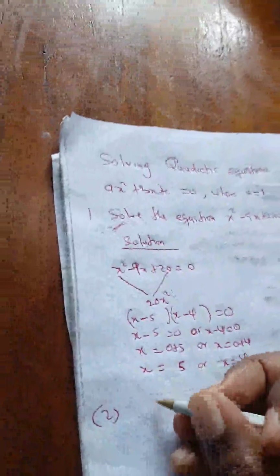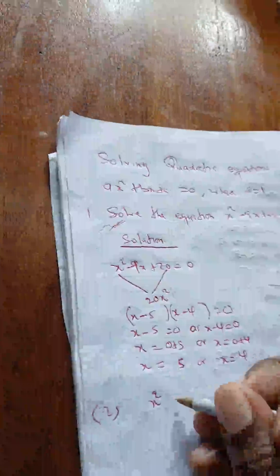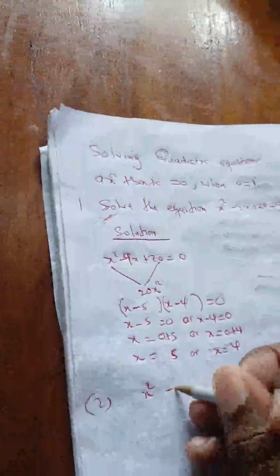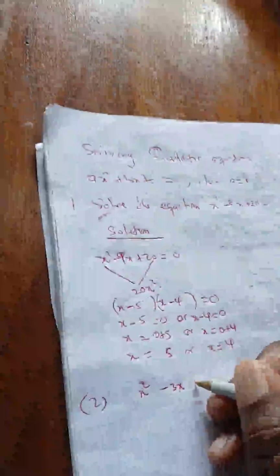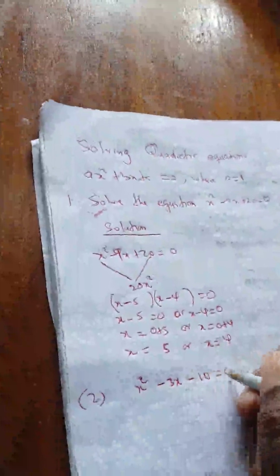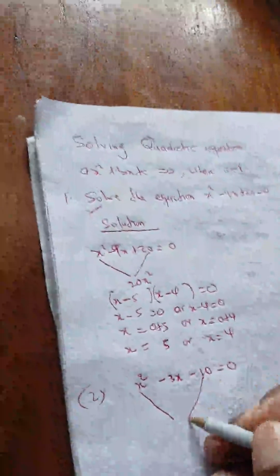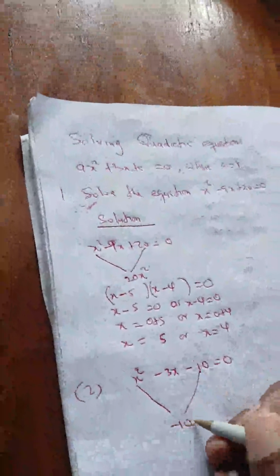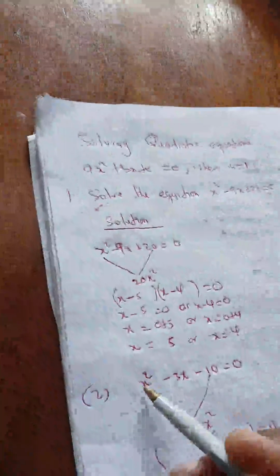We want to solve the equation x squared minus 3x minus 10 equals 0. Using the same method, multiply the first term and the last term. In this case, we get negative 10x squared. We are also going to use the short method, since the coefficient of x squared is 1.